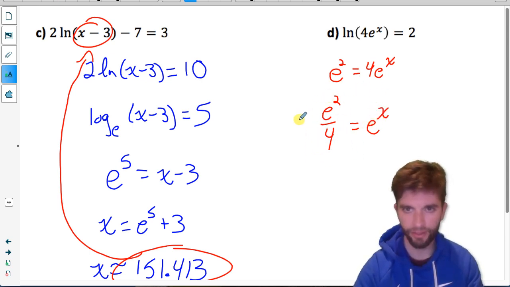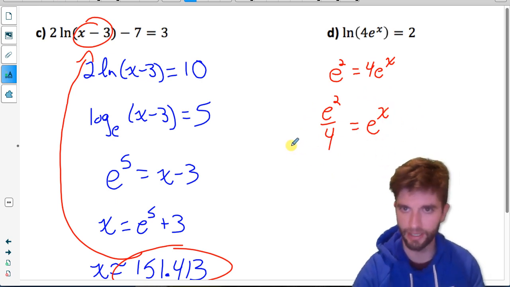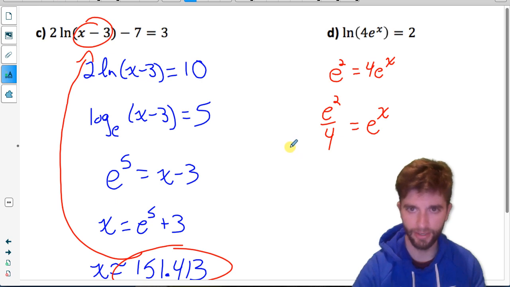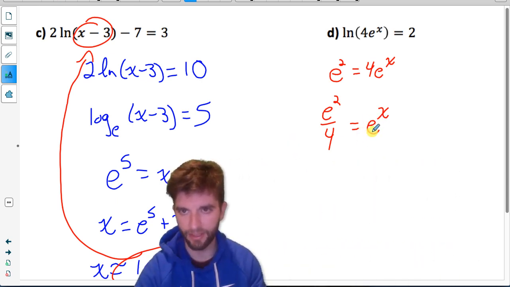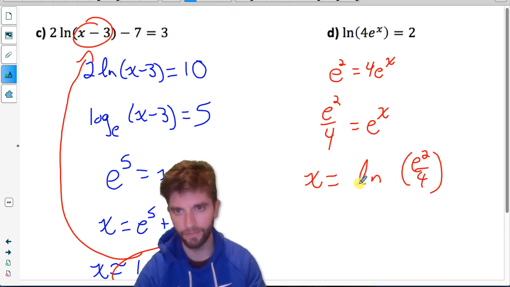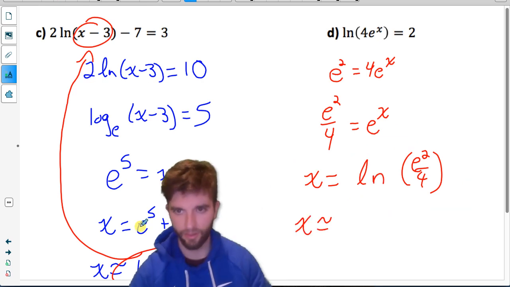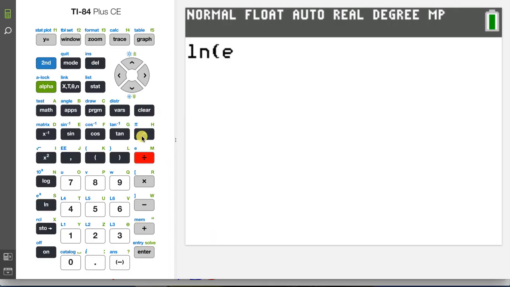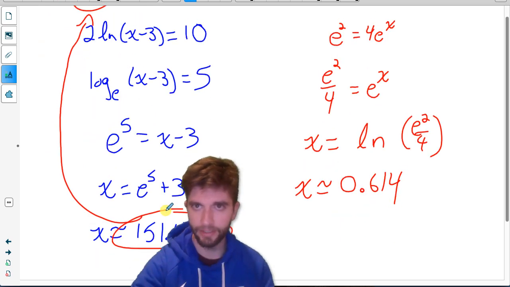If I want to solve this equation for x, well, the x is in the exponent, so this is an exponential equation I need to solve now, so I should transition this back into logarithmic form. So log base e of this number would equal x. But you wouldn't write log base e, that's just the natural logarithm, you would write ln. And this is the exact answer, I could evaluate that. x is approximately equal to 0.614.